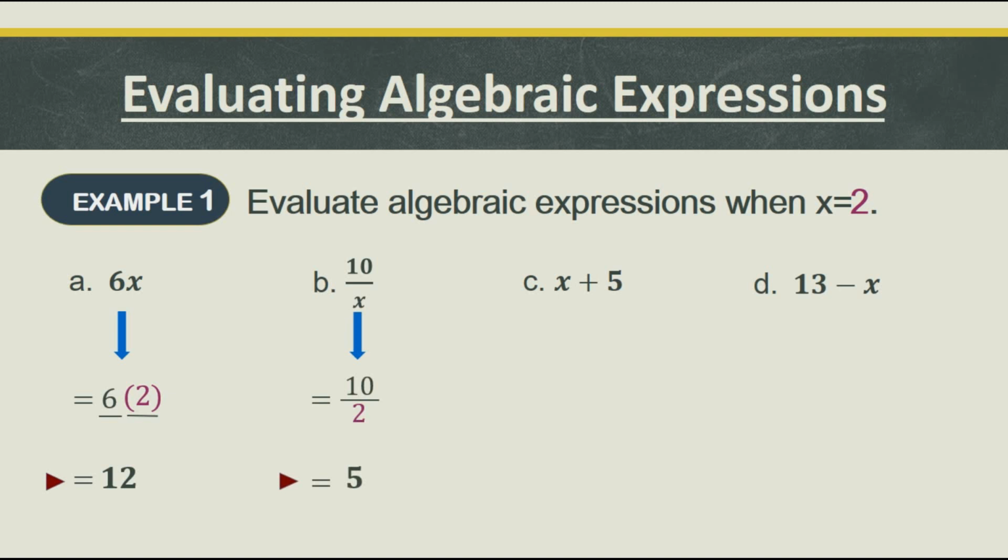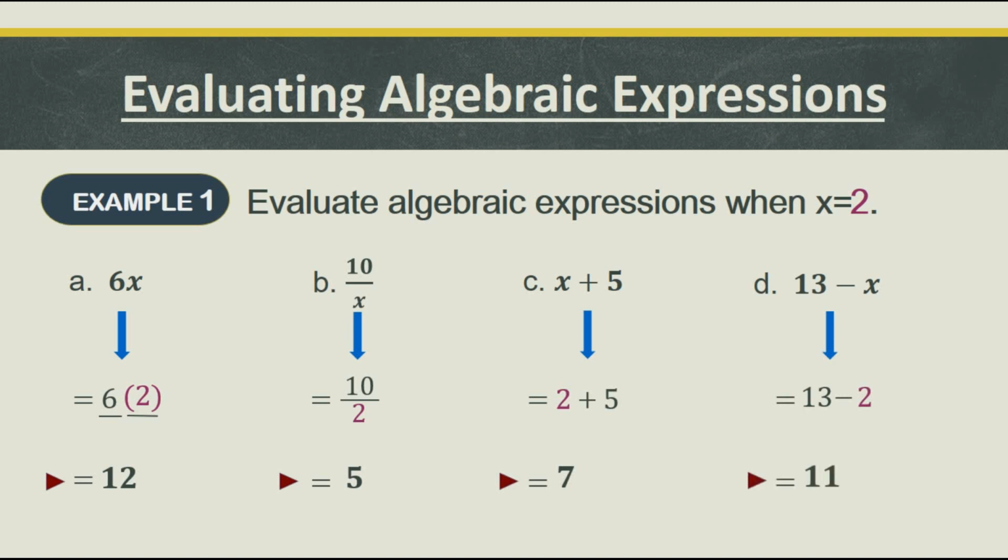Now let's have x plus 5. Again, substitute the value of x. So this becomes equal to 2 plus 5, and then simplify. The answer is 7. And lastly, we have 13 minus x. Following the same procedure, substitute x by 2, so this is equal to 13 minus 2. And 13 minus 2 equals 11.